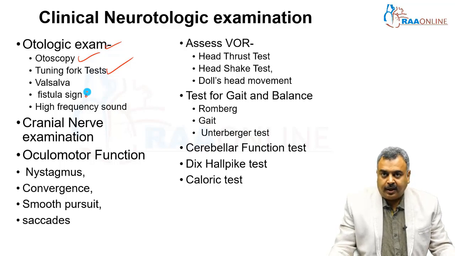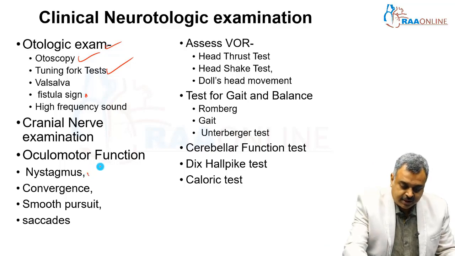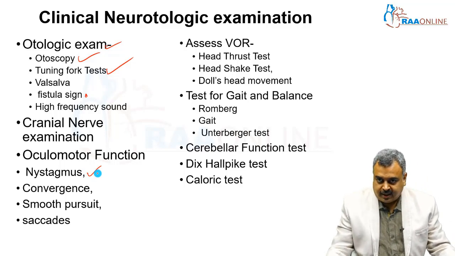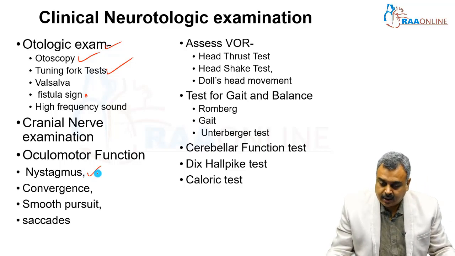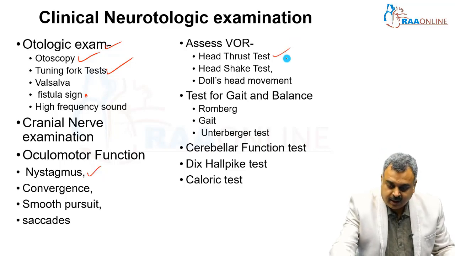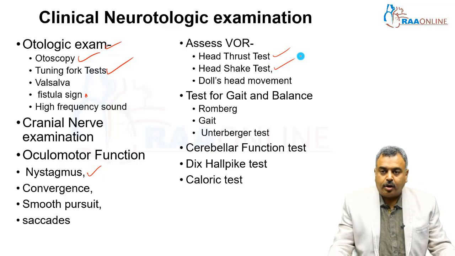Then you do a thorough cranial nerve examination, testing the cranial nerves 1 to 12, and you test for oculomotor function with looking for nystagmus, see whether convergence is normal, whether there are any smooth pursuit or saccades. And we can assess the vestibulo-ocular reflex with the help of a head thrust test, a head shake test, and look for doll's eye movement.